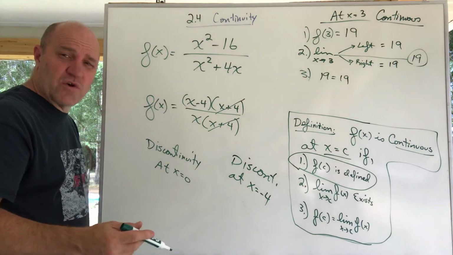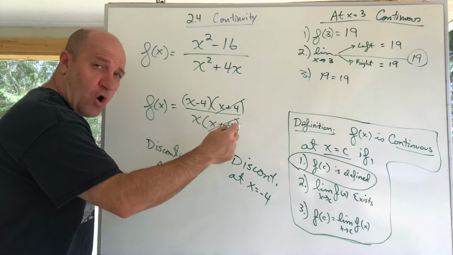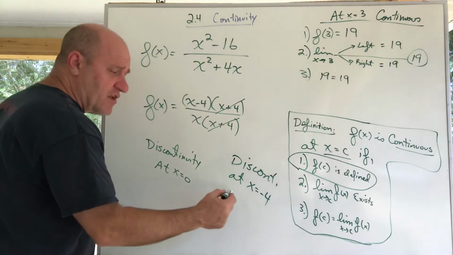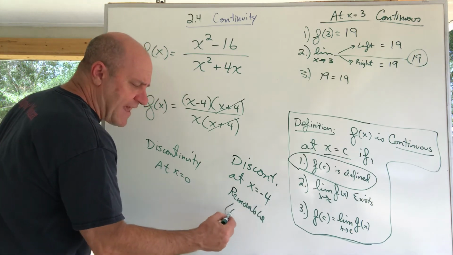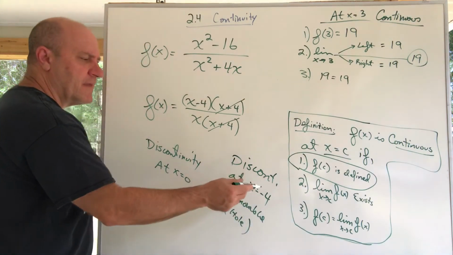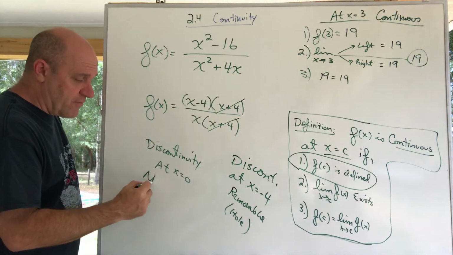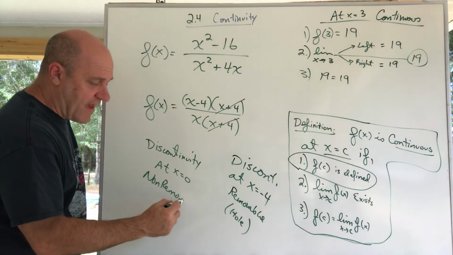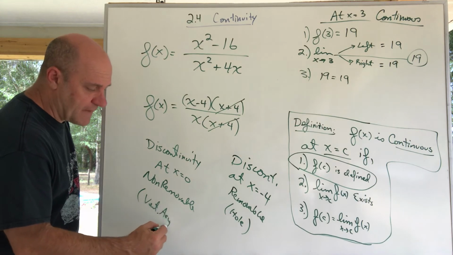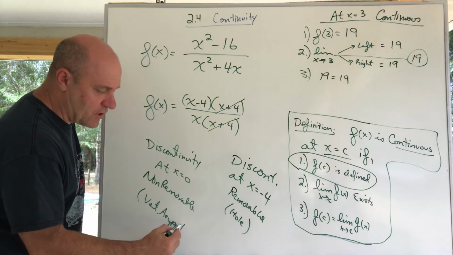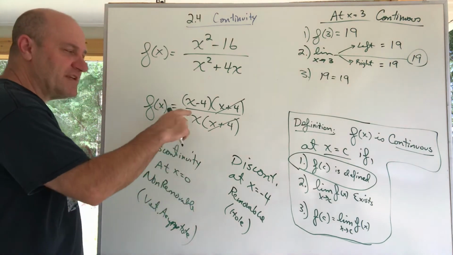What I'm looking for is the words, is it non-removable or removable? And the one that cancels away, which is the hole, maybe you recall from the previous video, we call that a removable discontinuity. And I'm just going to add the fact that it's a hole. The one that did not cancel away is called a non-removable discontinuity, and I'll just add the fact that it's a vertical asymptote. Cool, end of problem. Those are easy.